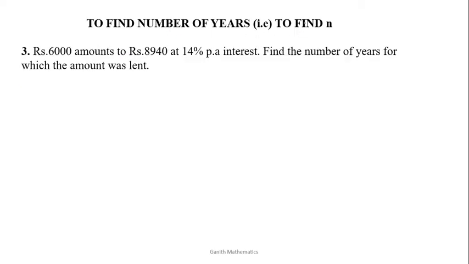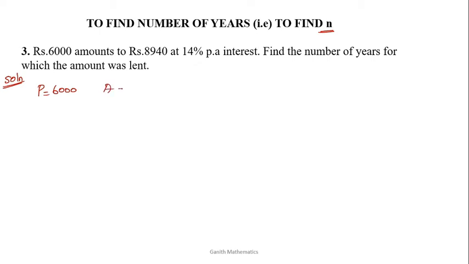Next, to find the number of years, that is to find n. They have given that 6,000 rupees amounts to 8,940 rupees at 14% per annum interest, and we have to find the number of years. So first of all we have to write the things which they have given. So the principal amount is 6,000, because the amount is after some years. That year we have to find.